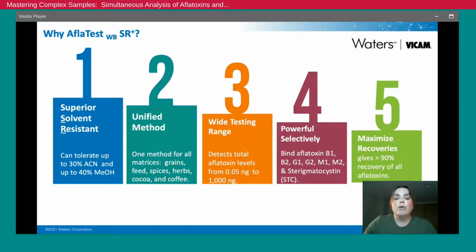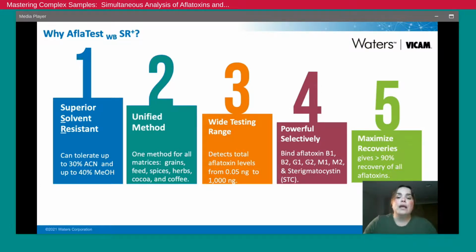VICAM launched a new product, the Aflatest WB SR+ immunoaffinity column, which can endure a high concentration of organic solvent while maintaining excellent recoveries. The objective of this study was to examine the performance of using VICAM's Aflatest WB-SR+ immunoaffinity columns with 2 separate HPLC-UPLC platforms in both grains, corn, wheat, and oats, and difficult food matrices such as spices, chili powder and black pepper, along with cocoa and a traditional Chinese medicine, using a standardized testing procedure.